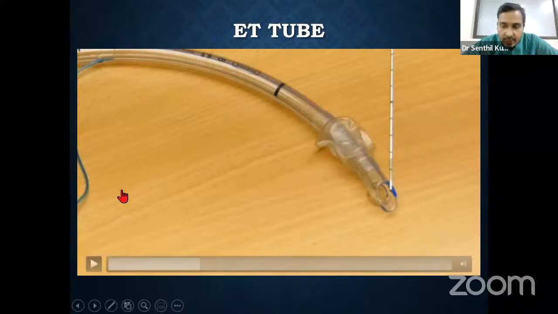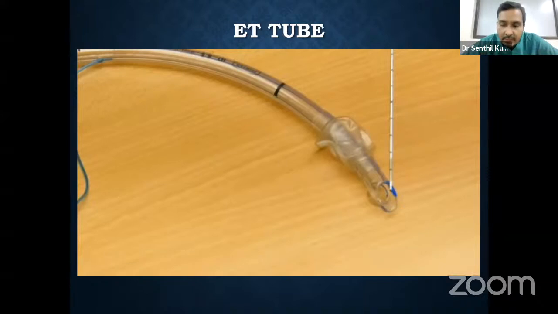So remember, when you are intubating, hold the tube in the distal third of the endotracheal tube, and once we are very close to the vocal cord, you are supposed to rotate it and push it inside, and you have to see the tracheal tube passing inside the vocal cord.